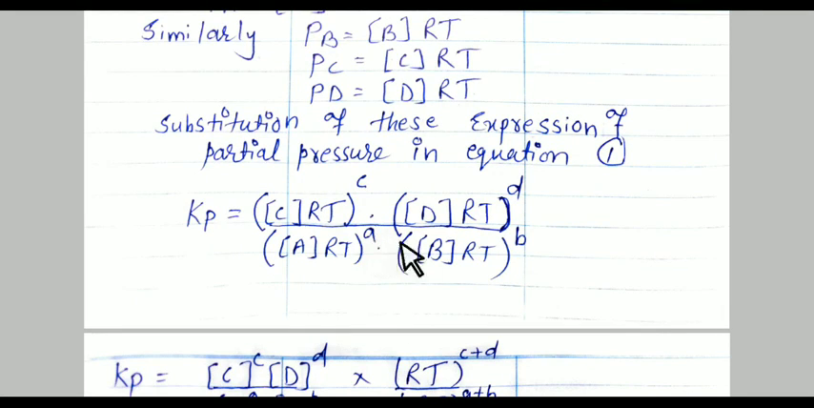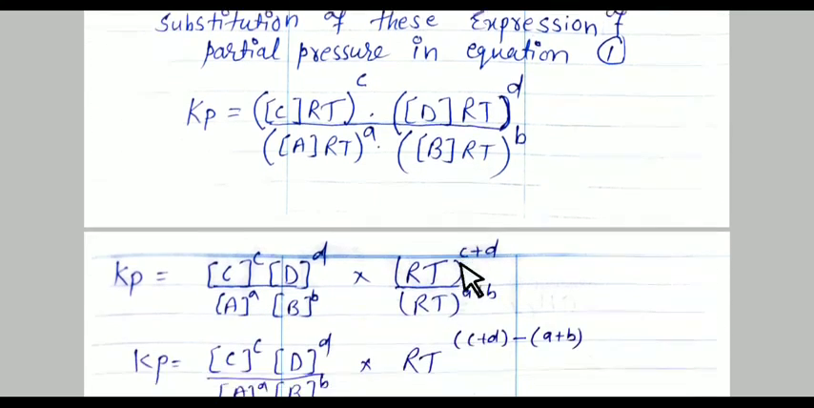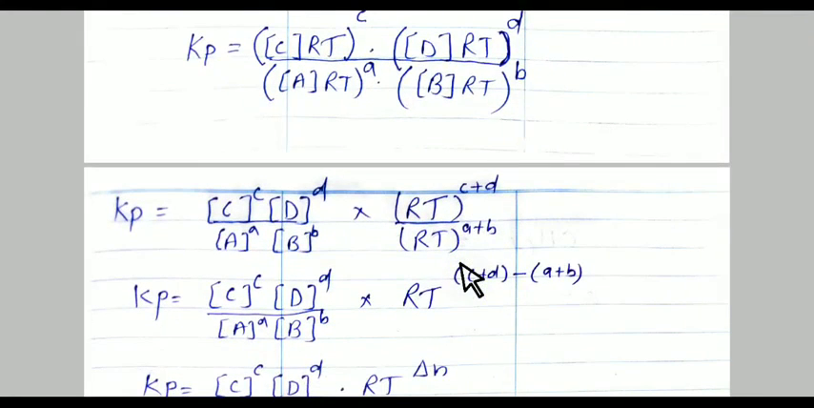Same here, in place of Pb, you have to write the concentration of B to the power RT. Now, RT is common in the numerator and denominator also. So you have to take RT common here, but always remember the power is with the concentration of C, and with RT the concentration of D, and with RT the concentration of A, and RT the concentration of B to the power RT. So you have to write the power with the concentration term and with the RT also.